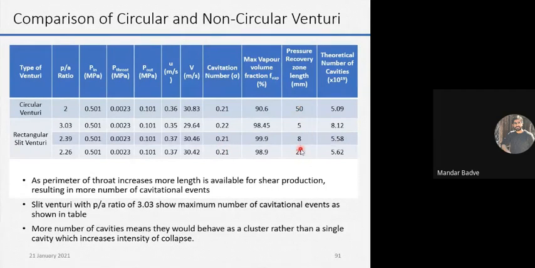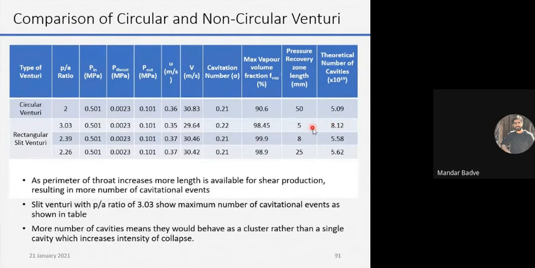Pressure recovery zone means you get a lower pressure, obviously, at the throat of the venturi, right? So the length it requires to recover that pressure completely is the pressure recovery zone, and the theoretical number of cavities, right? In the case of rectangular venturi, you get more cavities compared to the circular geometry, and that recovery zone is also very small. So you get more cavities and they recover very fast as well.